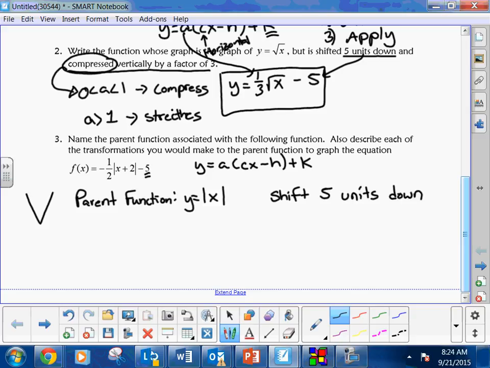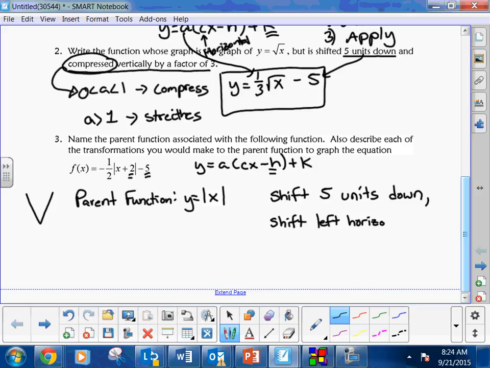Five units down, lovely. Now the second thing I'm going to write down is the h value, which is very important. Now this one does the opposite of what you see. So with this one, it's going to shift to the left. So it's going to go in the other direction. Shift to the left horizontally.